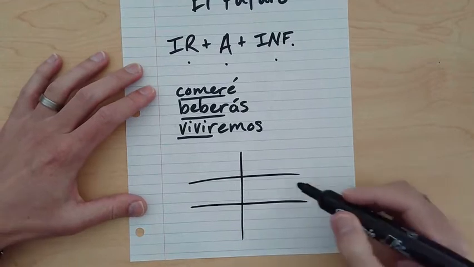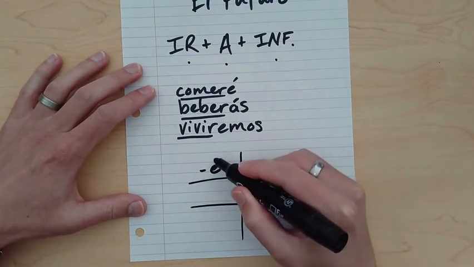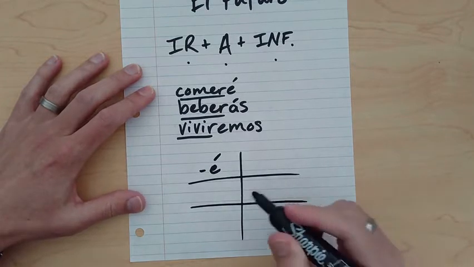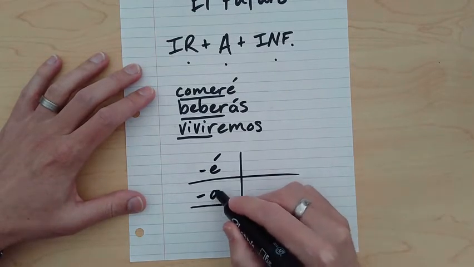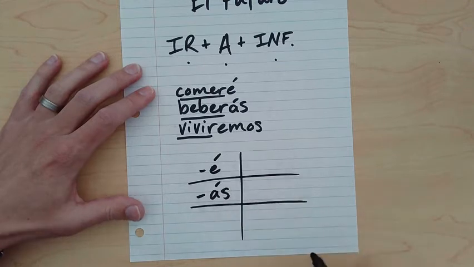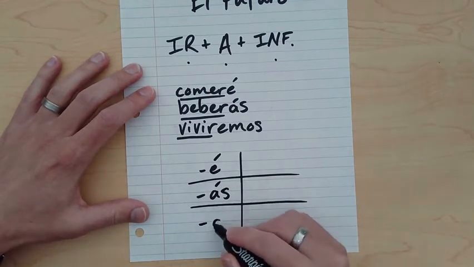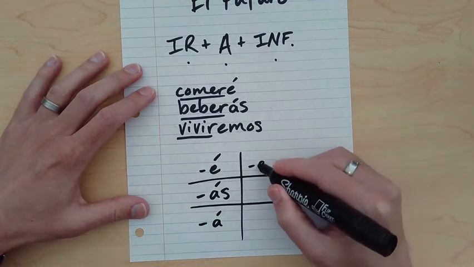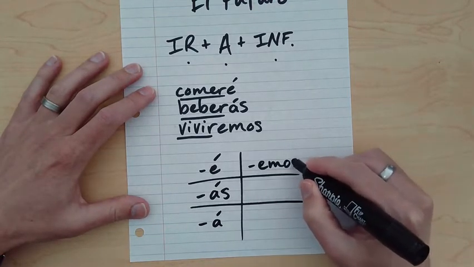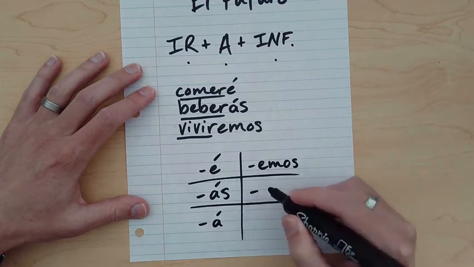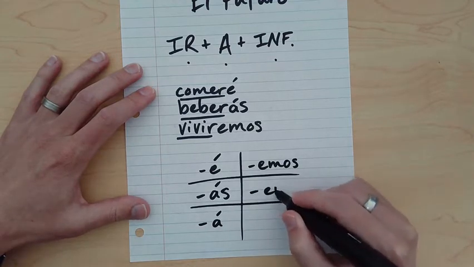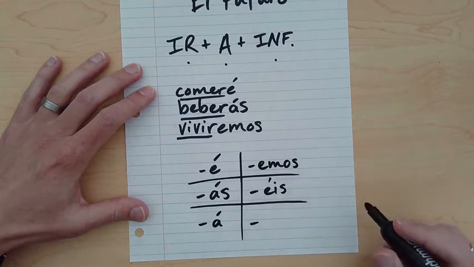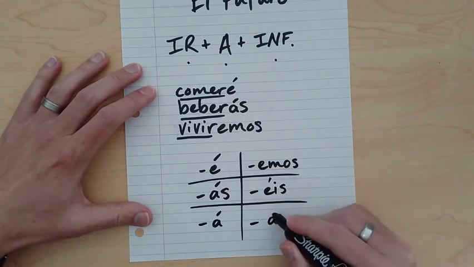As you can see in the example above, the yo form ends with é and an accent. That's very important. Tú, ás, él, ella, usted, á, nosotros, emos, vosotros, éis, and ellos, ellas, ustedes, án.